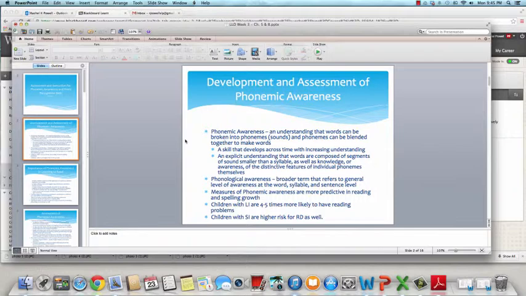This is an explicit understanding that words are composed of segments of sound smaller than a syllable, as well as knowledge or awareness of distinctive features of individual phonemes themselves. And we talked about that in last week's discussion. Now, in last semester's discussion, it came up about phonemic awareness versus phonological awareness, and often they're used interchangeably, but there is a difference between the two.